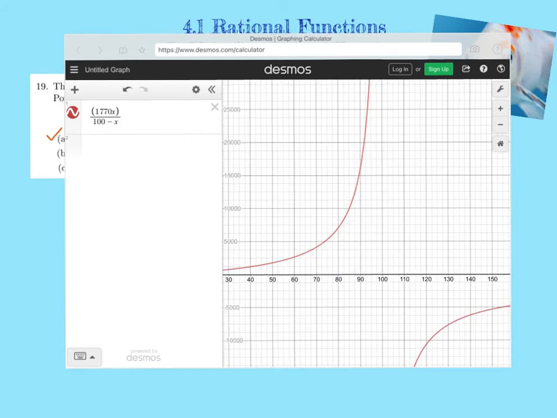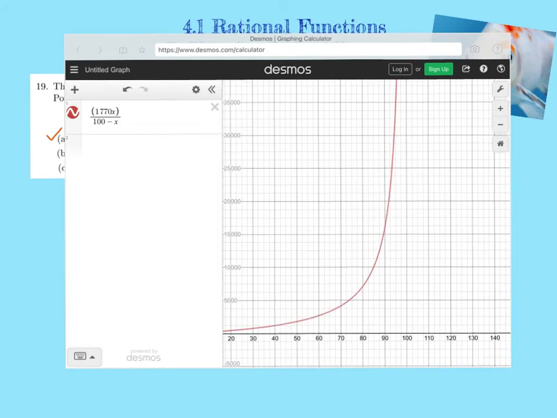So we can clearly see that we have a vertical asymptote at x equals 100, or p equals 100 rather, and as we try to approach p equals 100, meaning we're trying to clean up close to all the fish in the pond, 100%, our cost becomes astronomical. It approaches infinity.